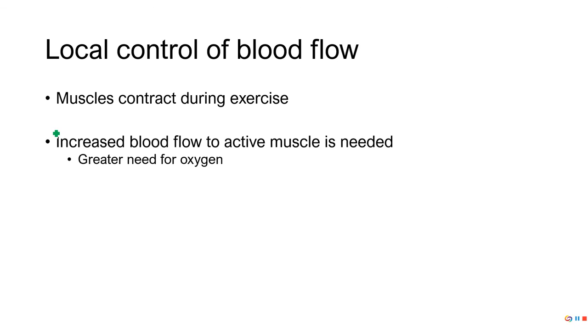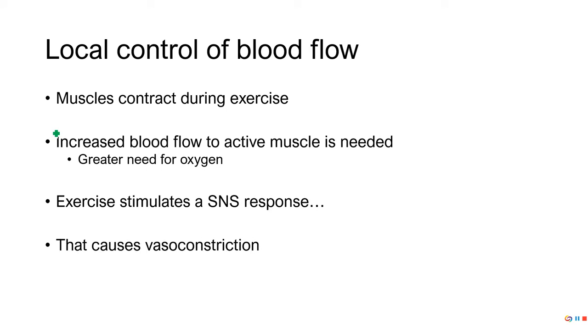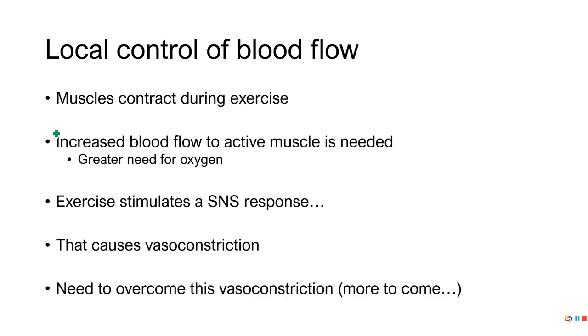Okay, you're going to want that for your digestive system, and you're going to want to reduce blood flow to your kidneys and to your skin, depending on how hot it is, but you're not going to want to reduce it where the active muscle is. Because the muscles contract during exercise, they need extra oxygen so they can generate ATP so you can keep doing what it is you're doing. And so we have a large need for oxygen during exercise. So even though exercise stimulates a sympathetic response, remember that causes vasoconstriction. But the muscles will overcome this vasoconstriction, and you actually have vasodilation in the muscles, which will allow for increased blood flow to them. And we're going to talk more about this a little later on.